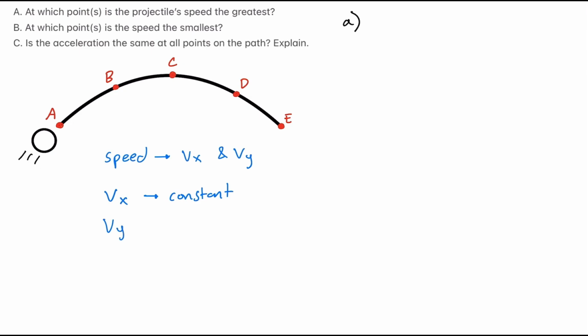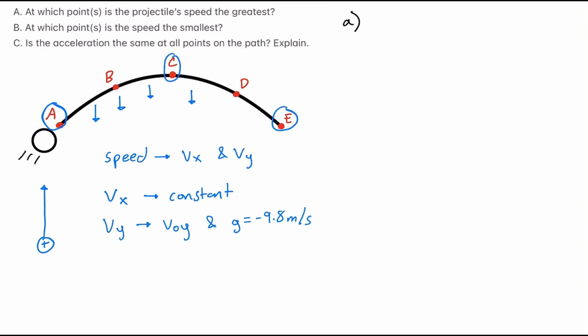However, for the velocity in the y direction, we have to consider the initial velocity in the y direction as well as gravity, which is negative 9.8 meters per second squared, assuming we consider the positive direction as up. Points A and E have the greatest speed because at point A, there is an initial y velocity, and as soon as the ball is fired, gravity works down on it, slowing it down in the y direction. And once it hits point C, gravity works downwards on the ball, speeding it up until it hits the ground.